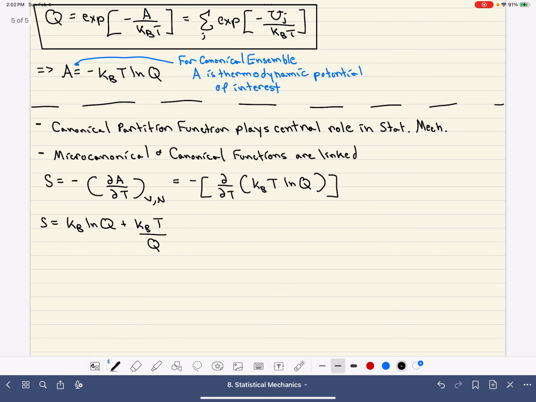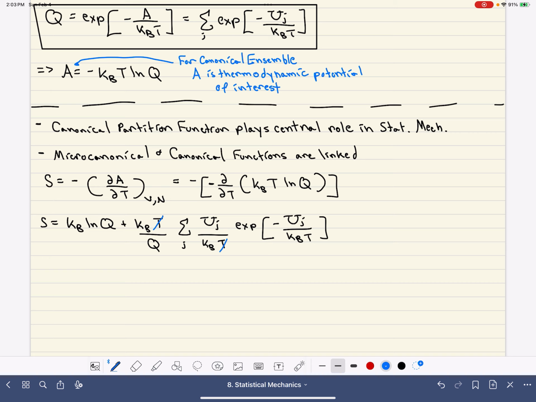So let's do that. So that will give us the sum over J of U sub J over KBT. Oh, there's another negative here. So those negatives will cancel. Okay? Alright. So we have the exponential of negative U sub J over KBT. Alright. So the first thing I'll point out is these T's will cancel. Okay?